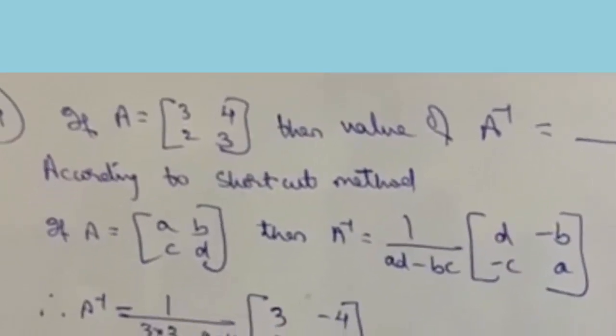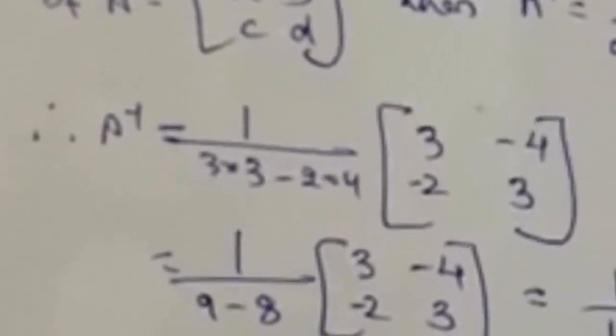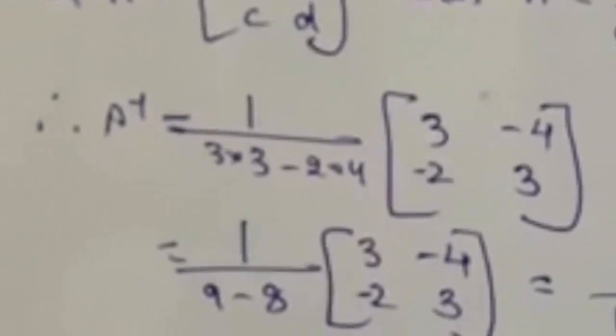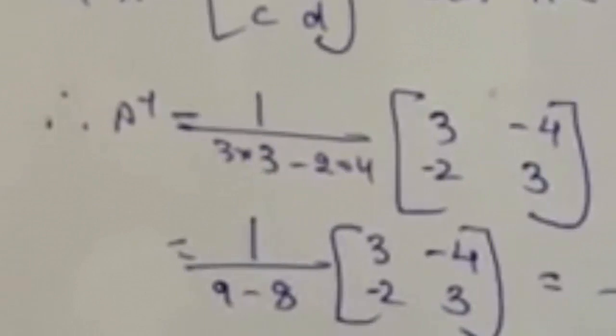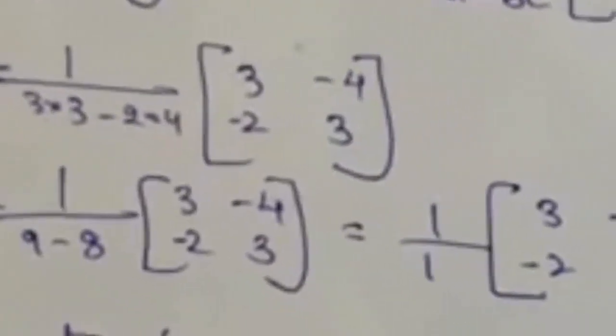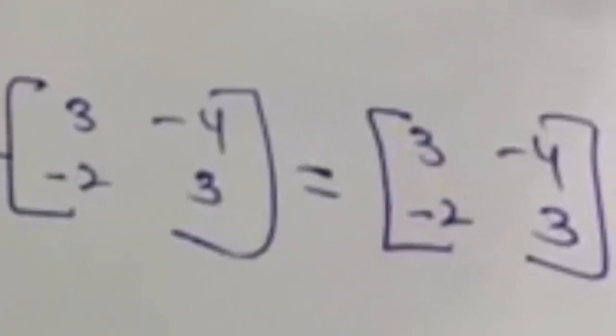Therefore, A inverse is equal to 1 upon 3 into 3 minus 2 into 4 into the matrix 3, minus 4, minus 2, 3, where 3 and 3 are the elements obtained by interchanging the elements in the diagonal, and minus 4, minus 2 are obtained by applying the minus sign to the non-diagonal elements. So, the answer is 1 upon 9 minus 8 into the matrix 3, minus 4, minus 2, 3, which is equal to 1 upon 1 into the matrix 3, minus 4, minus 2, 3. Therefore, it is equal to the matrix 3, minus 4, minus 2, 3 of order 2 by 2. Therefore, option B is right.